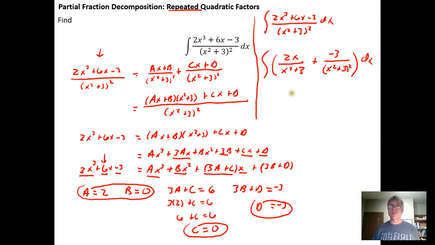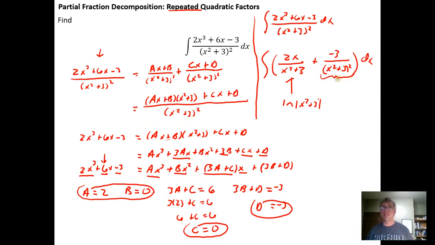What we want to notice is that this first one would be easy. This would be a natural logarithm because it has the form u prime over u. The derivative of the denominator, x squared plus 3, is 2x, showing up in the numerator. So this would just be a natural log of x squared plus 3. But this one right here is still a little bit difficult.